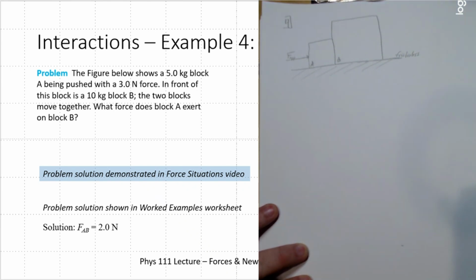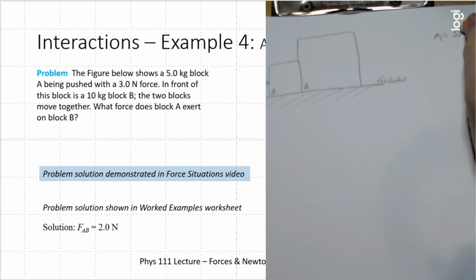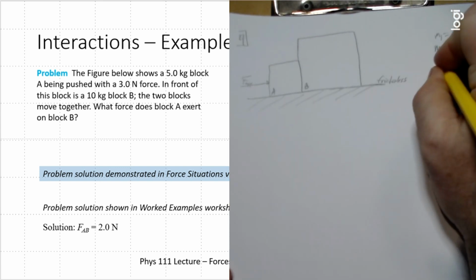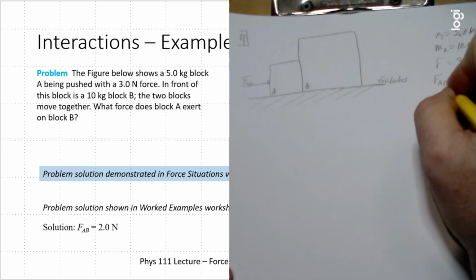So we're not going to worry about friction, but friction can be involved and could be involved on a test question. No guarantees. Mass 1 is 5.0 kilograms. Mass 2 is 10.0 kilograms. I'm so tired of that. Not enough decimal places. The force applied is 3.0 newtons. And the question says, what is the force that block A exerts on block B? Which we'll call FAB.